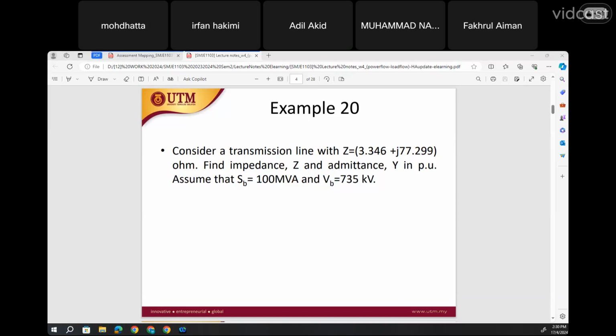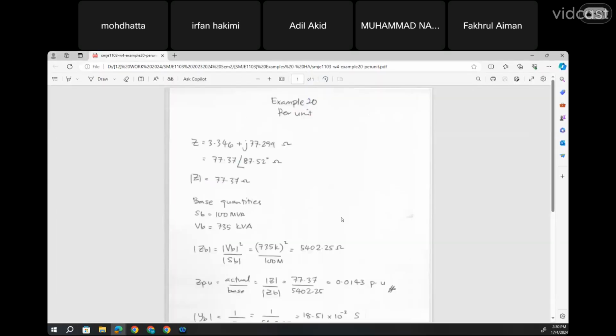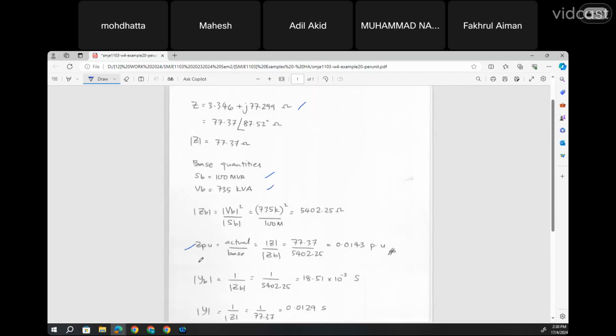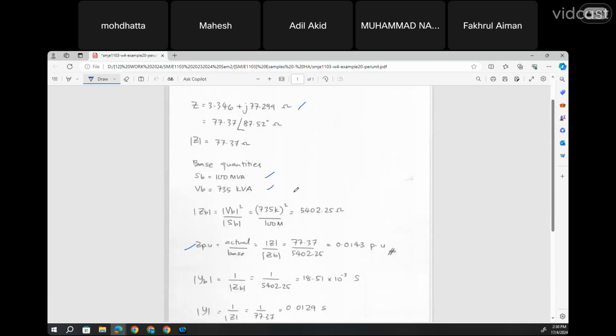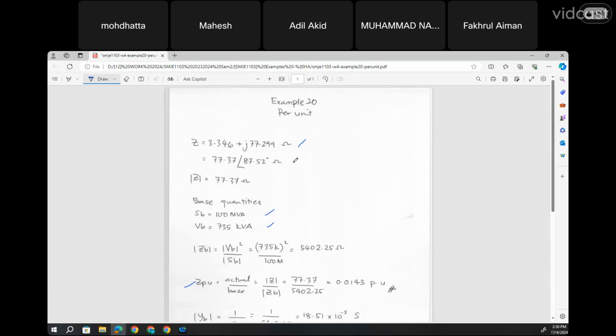The solution will be like this. Can you see the solution here? Okay. Remember that earlier we have Z given to us, and these two quantities given. Based on these three pieces of information, we need to find this quantity and also the Y per unit quantity. If you go through the solution, first I convert it into polar form. This is the rectangular form, and you must convert it into polar form in order to get the magnitude of your impedance.